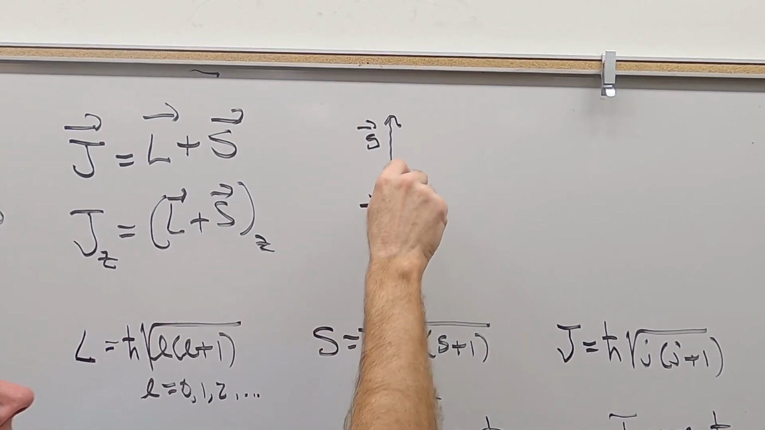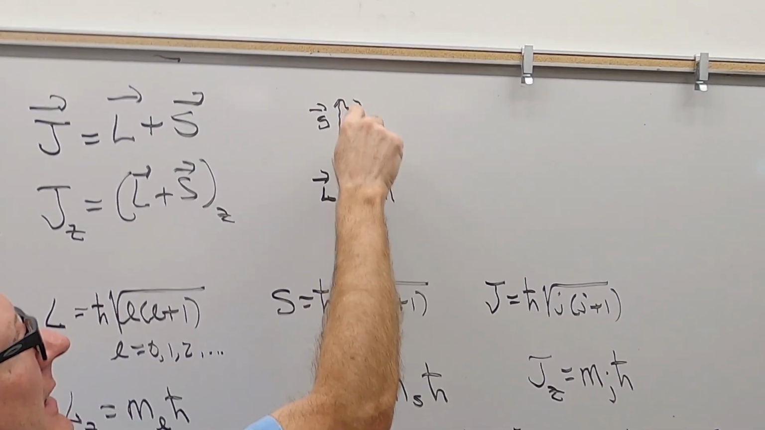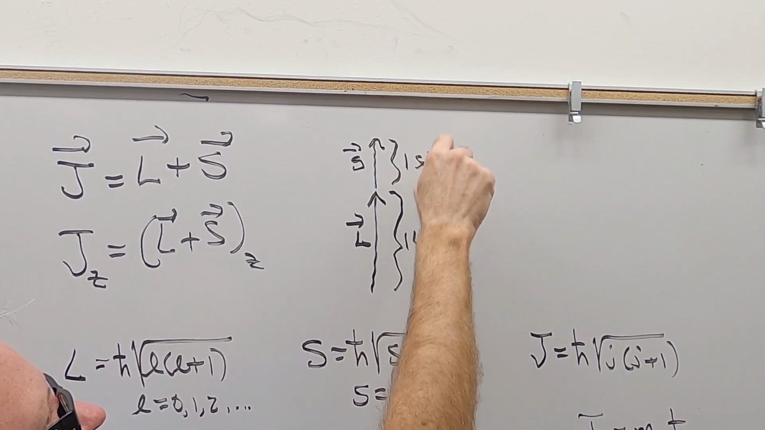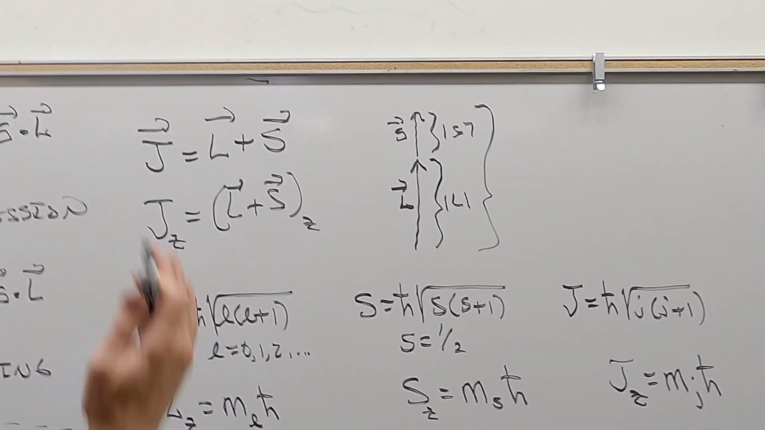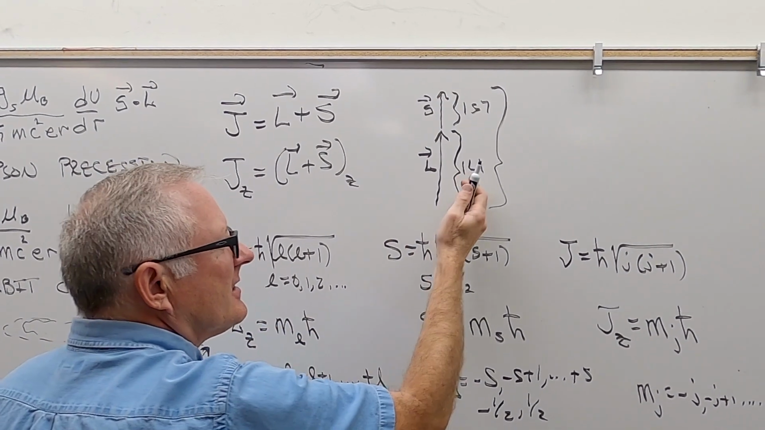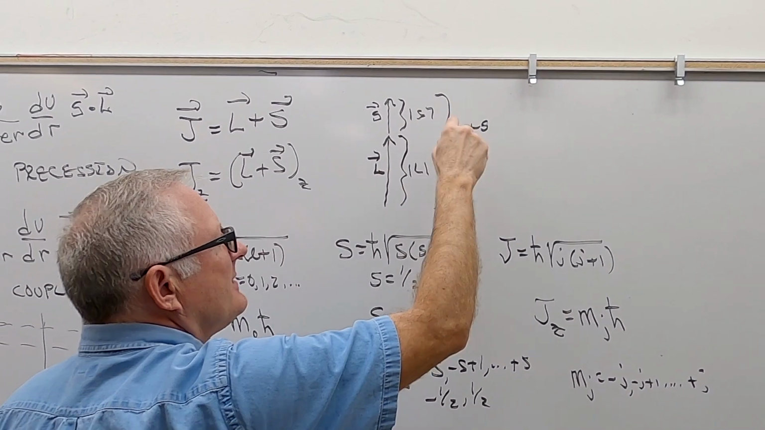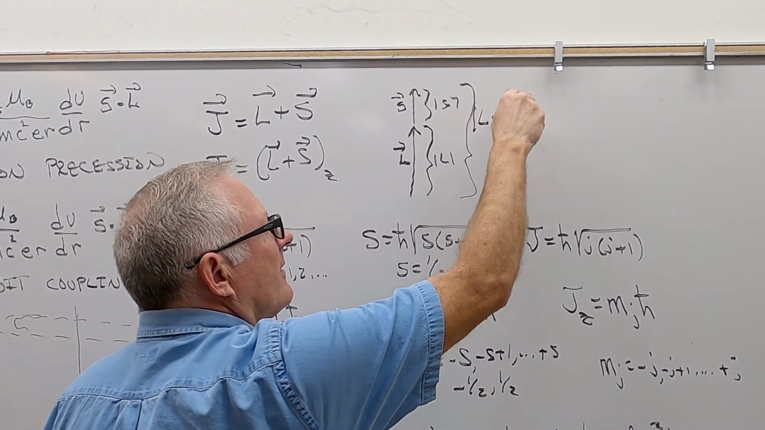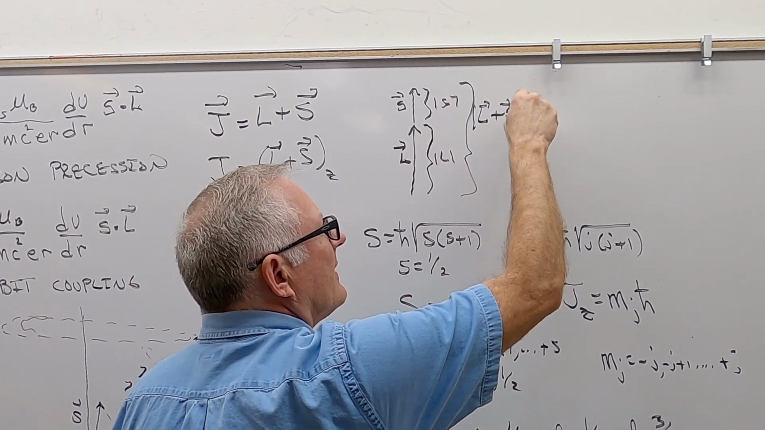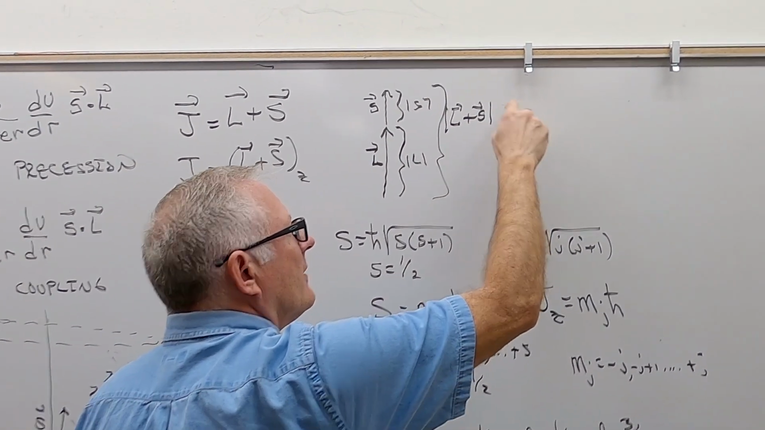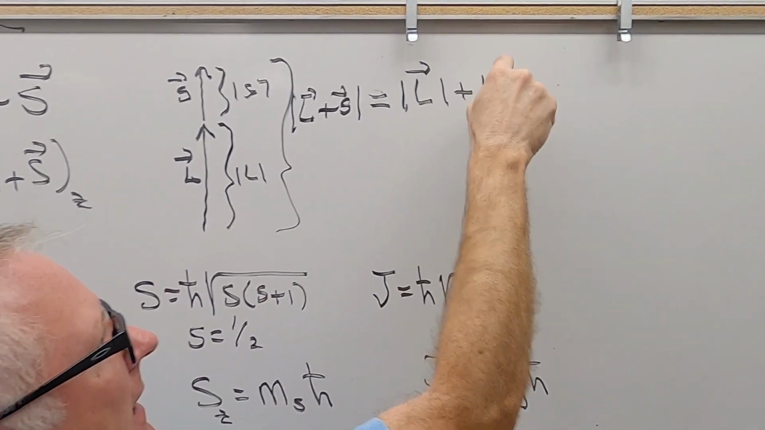So this right here is the magnitude of L. This right here is the magnitude of S. And since they're just end to end, the total length is just this length plus that length. So for this case, the magnitude of L plus S equals the magnitude of L plus the magnitude of S.